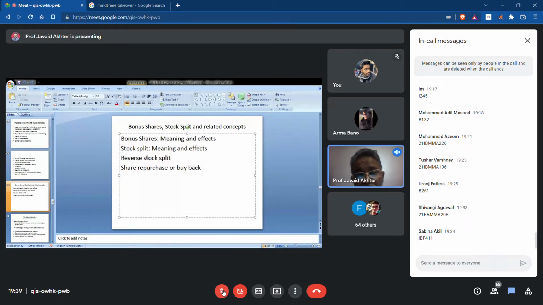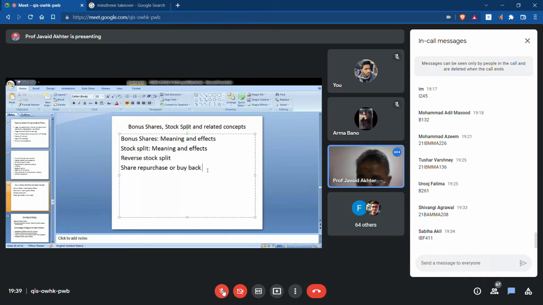Reverse stock split is just the opposite. 2 shares of rupees 10 can be combined into 1 share of rupees 20, which is the reverse of a stock split. 1 share of rupees 20 instead of 2 shares of rupees 10 each. You call this a reverse stock split.